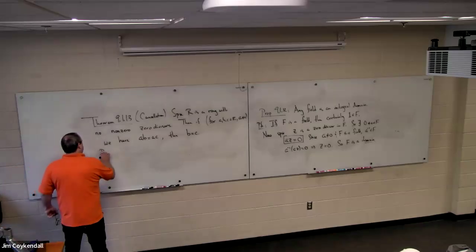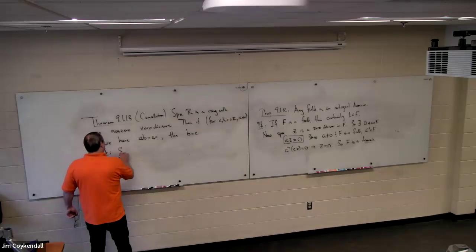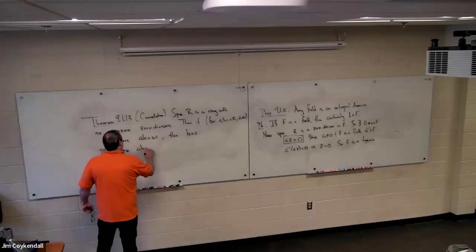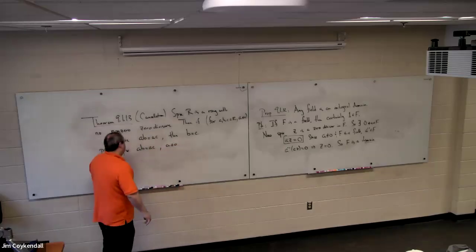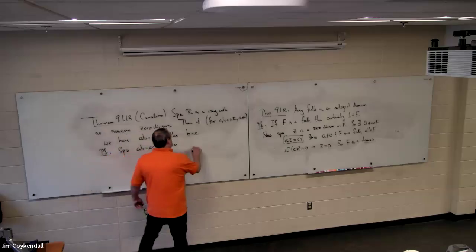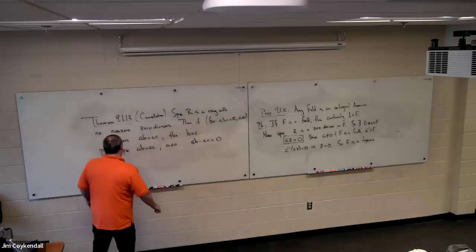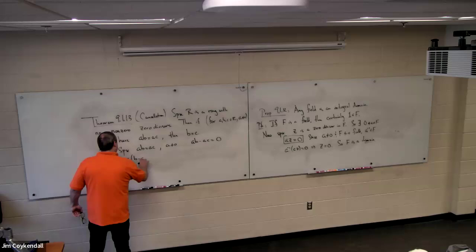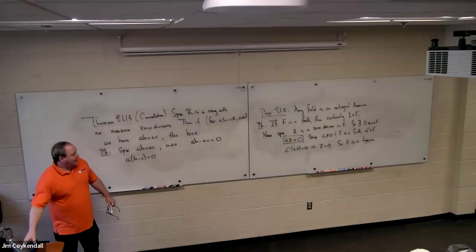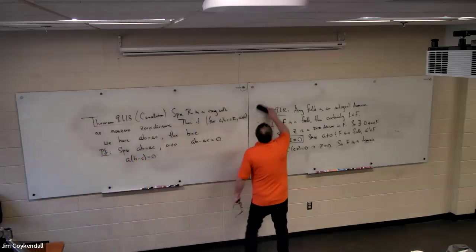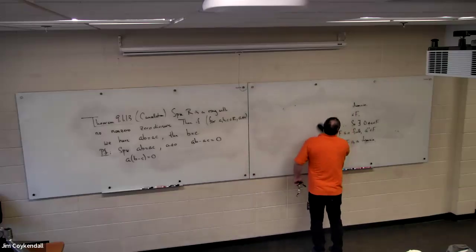Notice, suppose AB equals AC with A not zero. Well, then bring AC over to the other side, and then factor out an A. Now, what do we have here? We have a product.